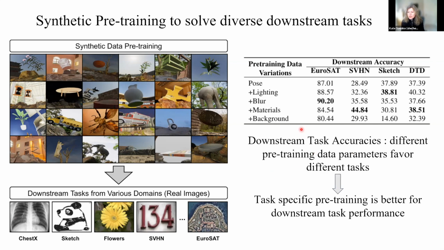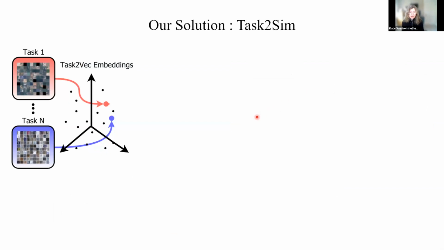And so one thing we notice is the downstream task accuracies are different depending on which parameters we randomize for generating the synthetic data. So for example, by adding blur, we perform better on satellite, but worse on sketches and so on. So this idea that task-specific simulation is better for downstream task performance is what motivated this approach that we call Task2Sim.